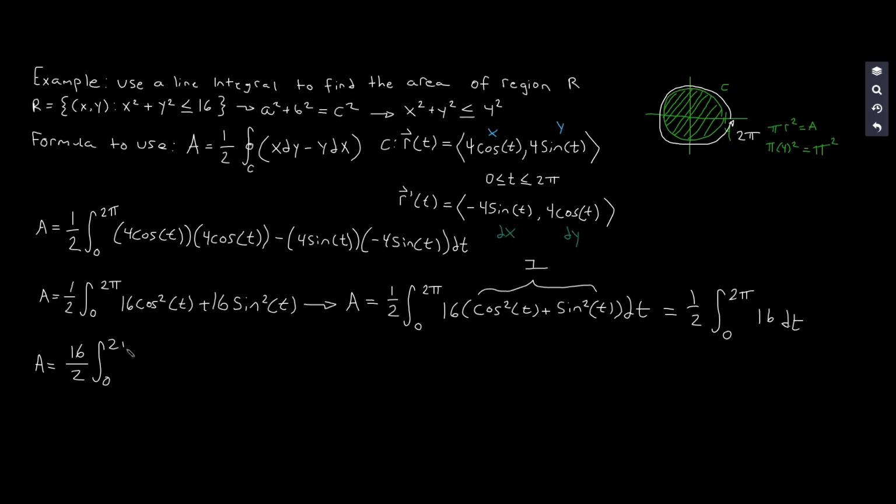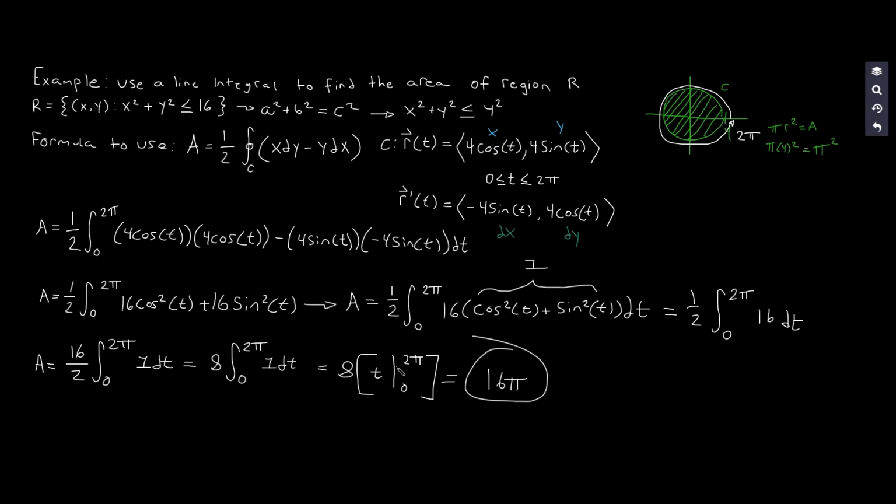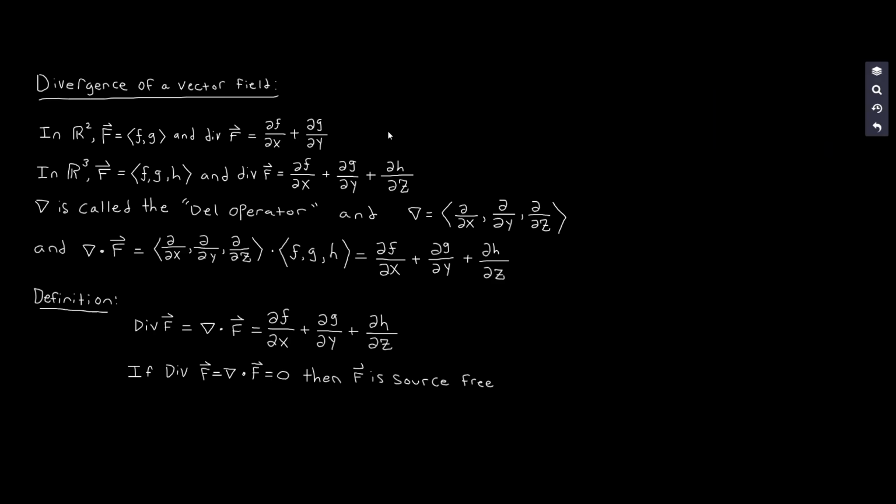Times the definite integral from 0 to 2 pi of 1 dt, which equals 8 times the definite integral from 0 to 2 pi of 1 dt, which equals 8 times t evaluated from 0 to 2 pi, which equals, well, 16 pi. That's our answer. Let's talk about divergence of a vector field.